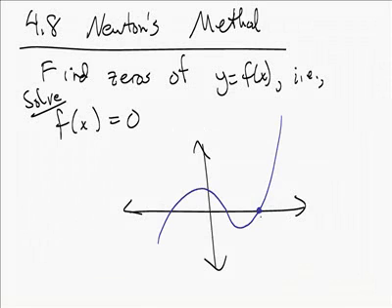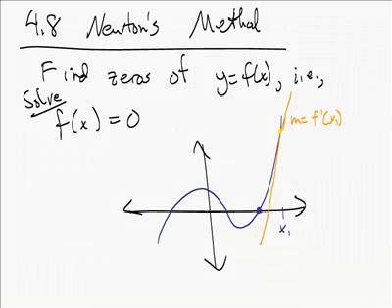To do that, I'm going to pick some point and call that x sub 1. From x sub 1, I go up to the function at that point and look at the line tangent to the curve there. We know how to find the line tangent to a curve by taking the derivative. Here's the line, with a slope equal to f prime of x1.